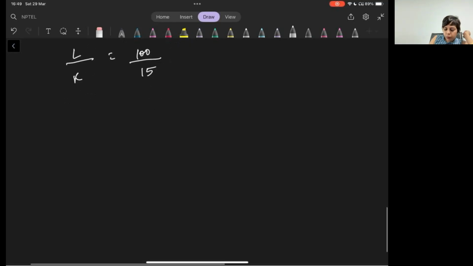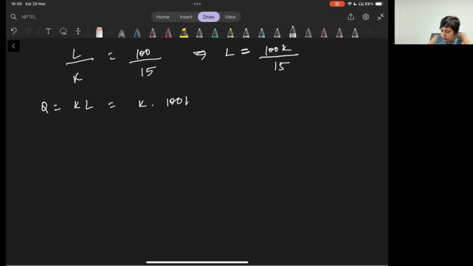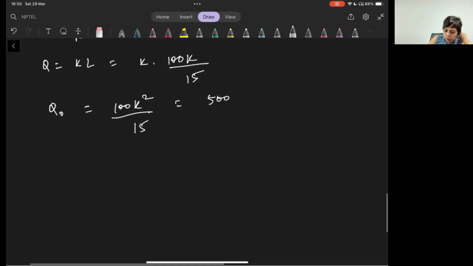Then what do we do? Simply plug in the value of L here, 100K by 15. Now Q is equal to K into L is equal to K into 100K by 15. Now you're given Q naught. This is 500. This is the value we have to achieve.